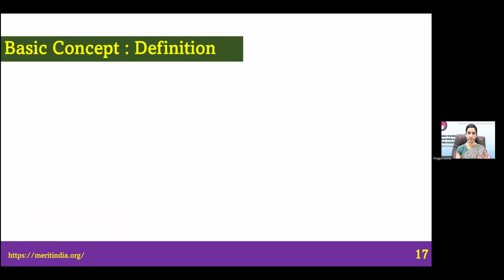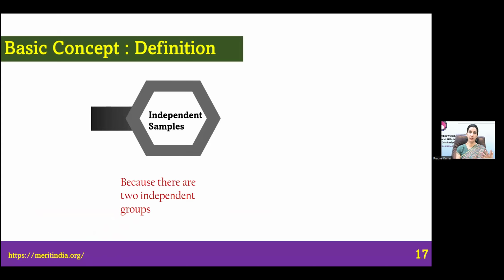Now coming to the first type of test, which is the independent sample t-test. If you see, there are three words in this. The first is the independent samples. The independent samples are the same concept, because they are two independent groups. And here also the assumption of independent observations will hold true.